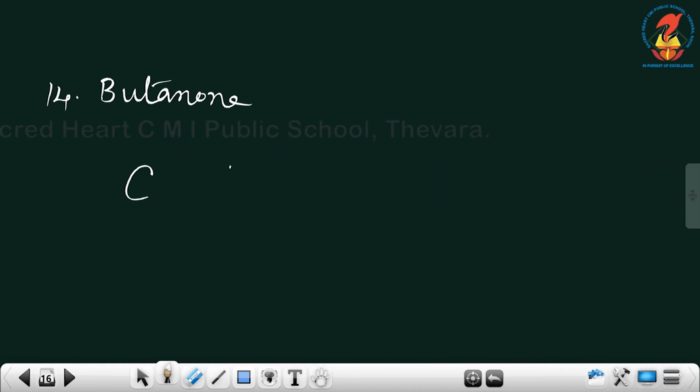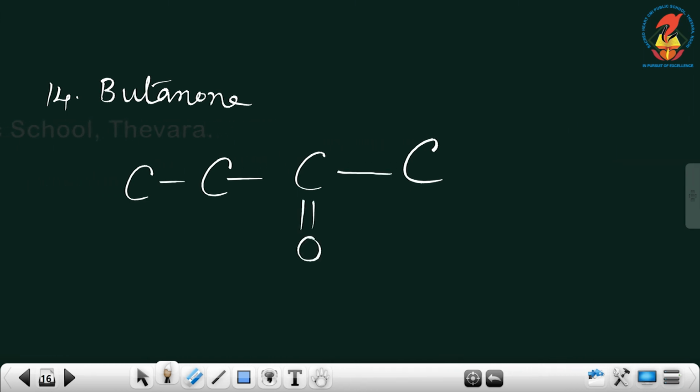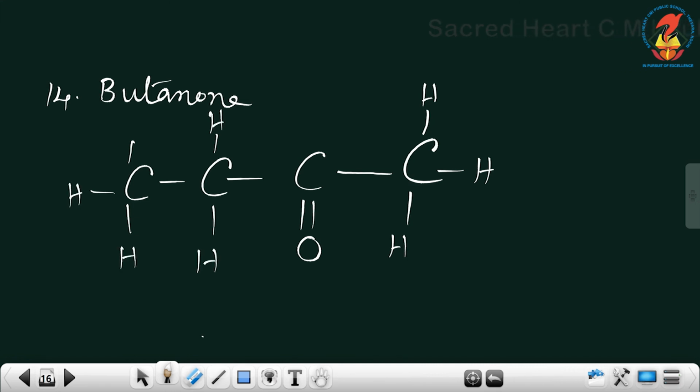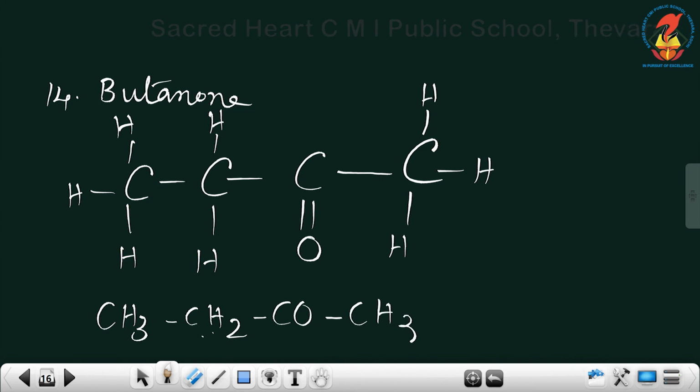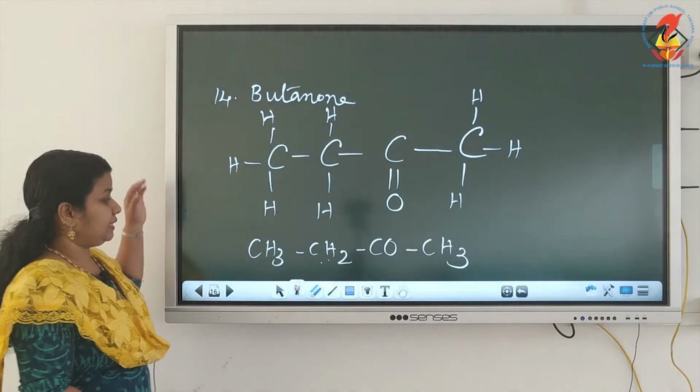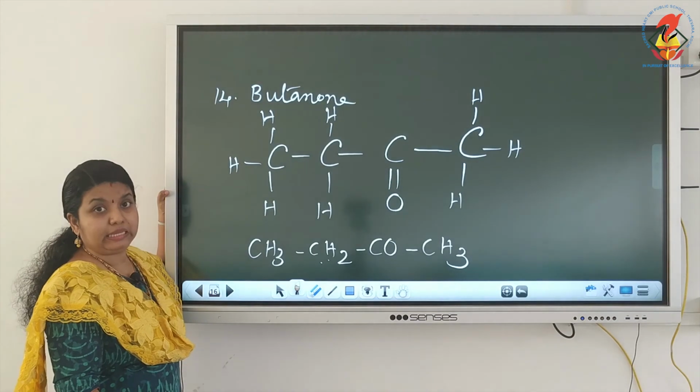Butanone. But means 4 carbons. AN, so all the bonds are single bonds. One of the carbons should be converted to the ketone functional group, and the remaining valencies filled with hydrogens. It becomes CH3, CH2, CO, CH3. This is butanone.